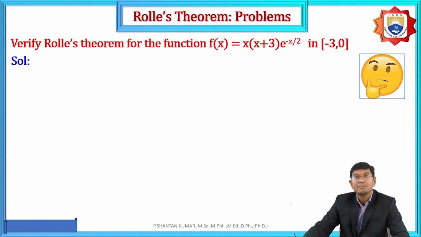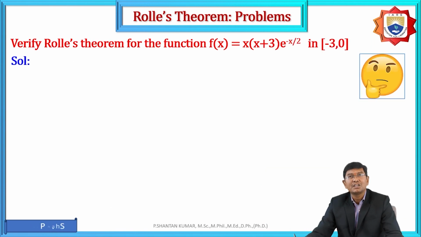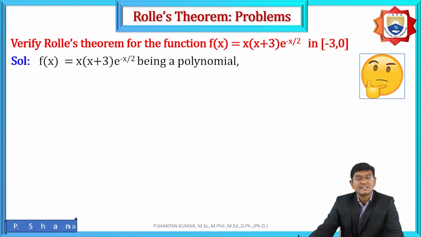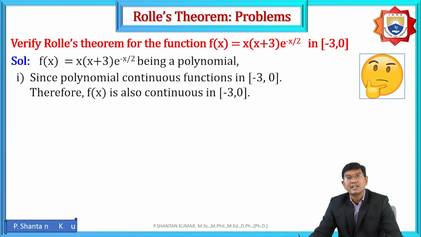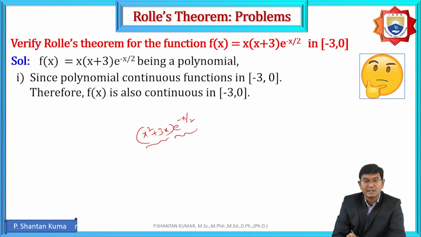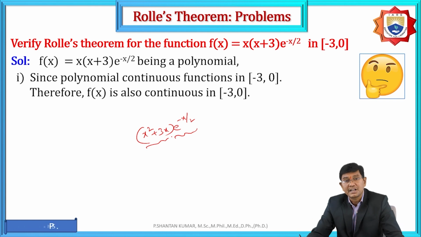And further, for example, verify the Rolle's theorem. It is also easy to understand, based upon an exponential and polynomial function. Here the first one is x into (x plus 3), which is x square plus 3x, into e power of minus x by 2. This is an exponential and again a polynomial function, and it is also a continuous function.